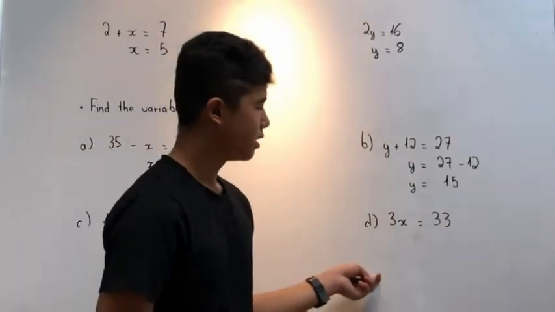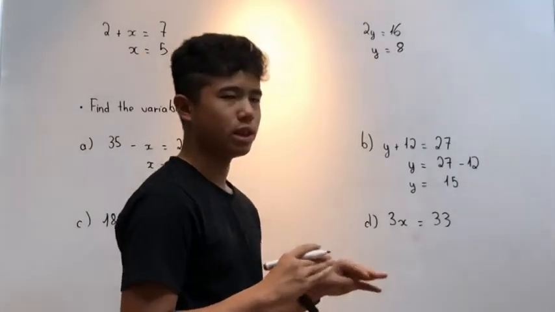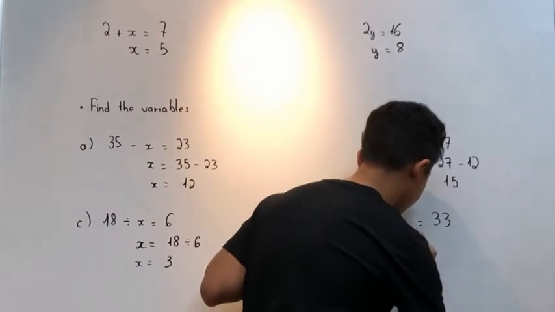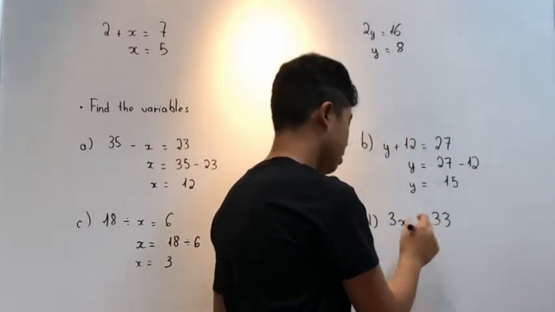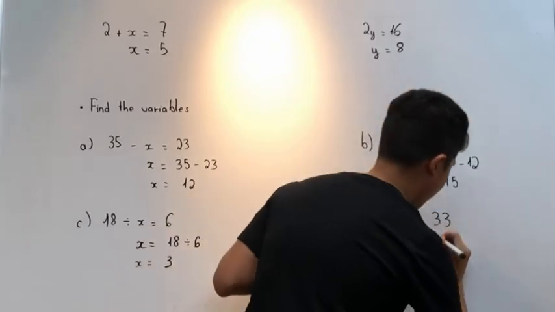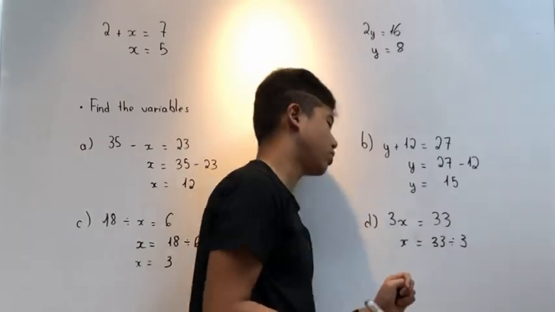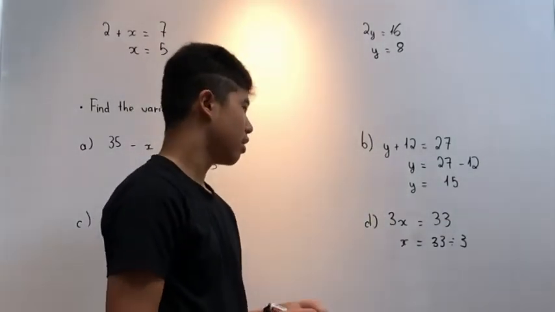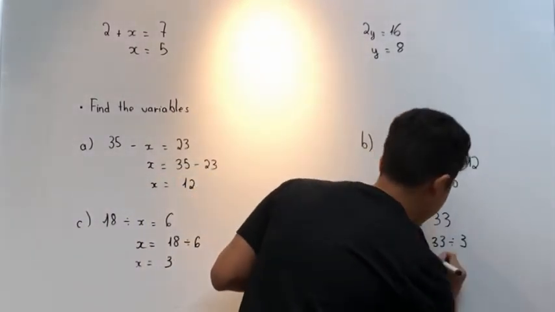The next one. 3 times what number will get 33? The easiest way to solve the equation is to write 33 divided by 3, because 33 divided by 3, you will get the x. 33 divided by 3, the answer is 11.